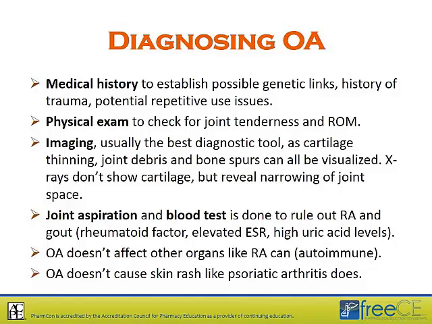Of course, on X-ray, cartilage cannot be seen, but it can reveal narrowing of joint spaces, which infers cartilage destruction. Joint aspiration and blood tests can be done to rule out rheumatoid arthritis and gout. With RA, the technicians are looking for rheumatoid factor and elevated erythrocyte sedimentation rates. And with gout, you're looking for high uric acid levels.